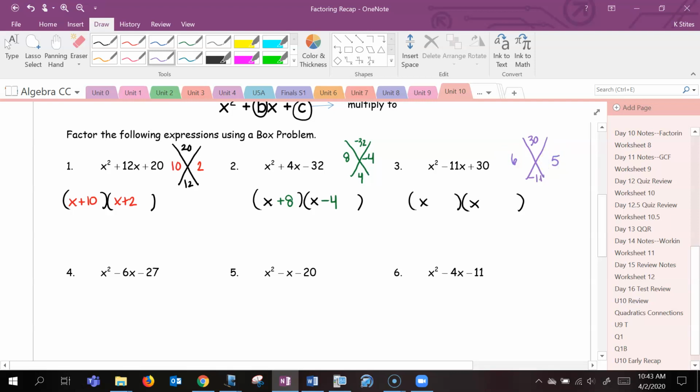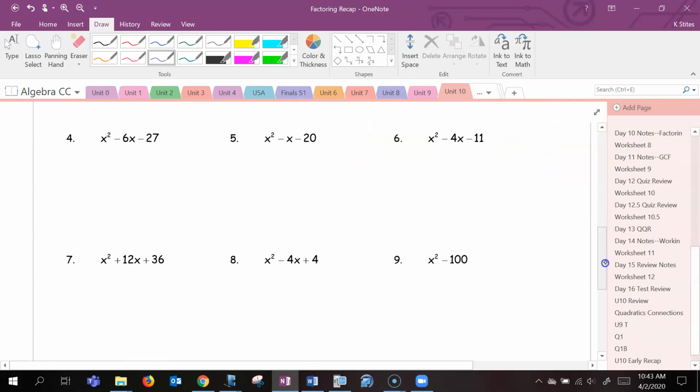But what has to be true about both of them? They both have to be negative. That's the only way to multiply to a positive. Remember, we talked about when we multiply to a positive, your signs have to be the same. So either both positive or both negative. All right, let's keep going.